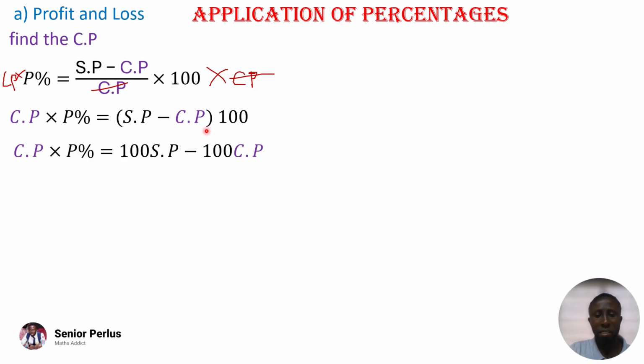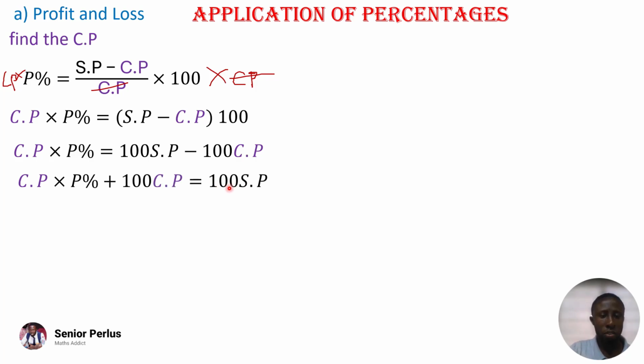This idea is from algebraic expressions and factorization. Now we are looking for the CP. Why not move the CP here? So we add 100 CP on both sides. Or your master will say move the 100 CP to here, then you change it to what? Positive. Good.